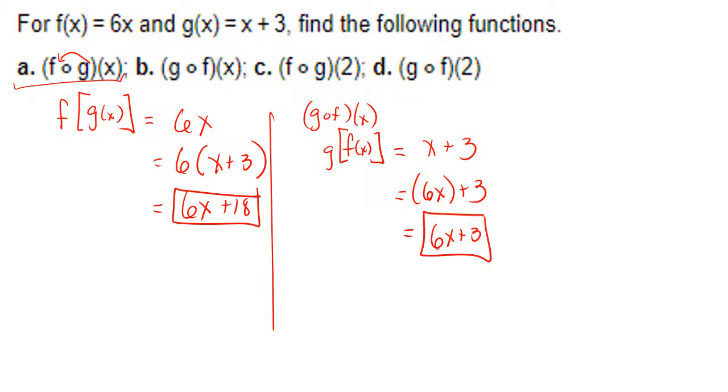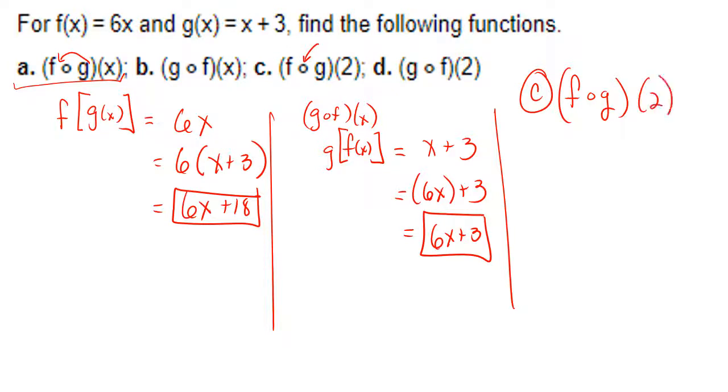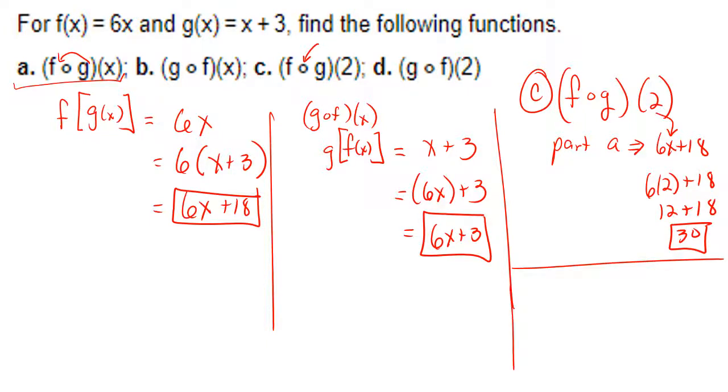Now part C will ask me to use the information given. It says f of g, that's how you would read that. The little o is the composition symbol. f of g of 2. Now realize part A was where we had worked out f of g, and the part A answer was 6x plus 18. We simply now substitute the 2 into that answer. 6 times 2 is 12. 12 plus 18 is 30. The answer for part C would simply be 30.